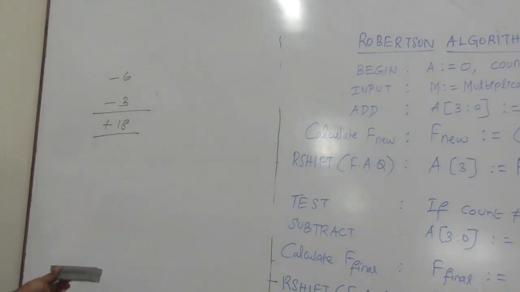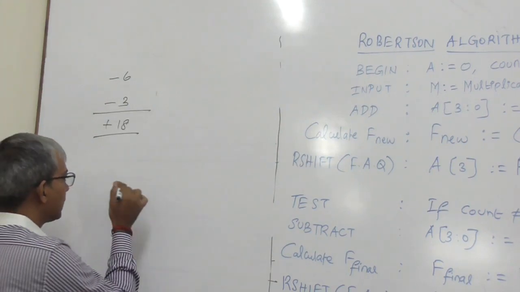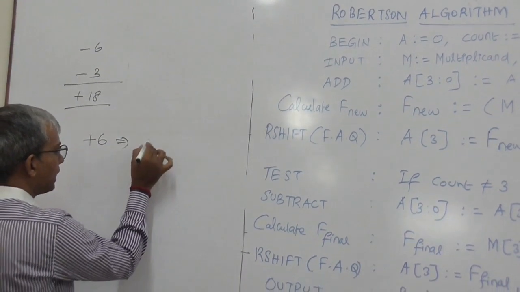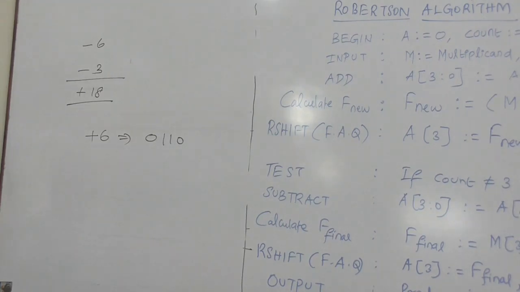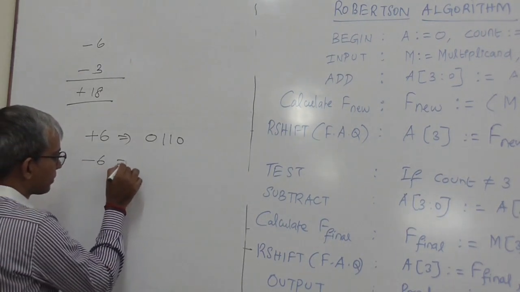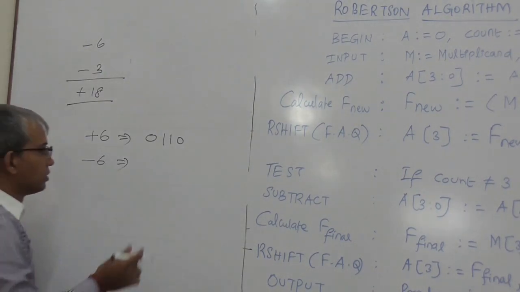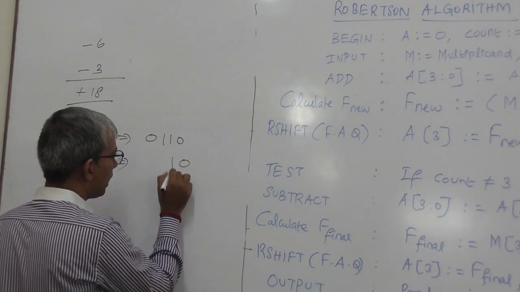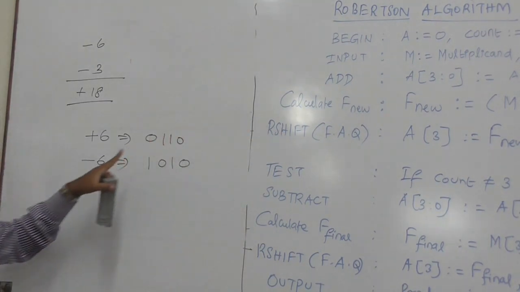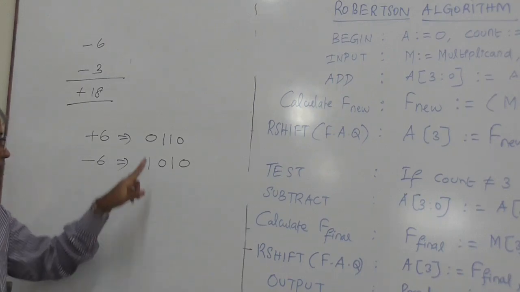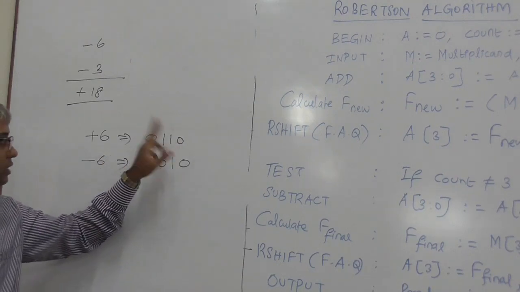Before that, we'll see how to give positive and negative operands to this algorithm. If it is a positive operand, if you want to feed plus 6, I can directly put the sign bit as 0 followed by the binary equivalent of this integer. If it is minus 6, you first write the value of plus 6 and then take its 2's complement. If you take the 2's complement, the value will be 1, 0, 1, 0. This value will be given to this algorithm whenever you have a negative operand. If you have a positive operand, just set the sign of your operand as 0, and then give the binary equivalent.